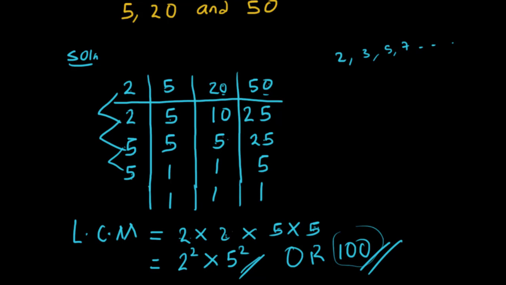Or you can do it one by one. How many 2's do we have? 2 2's. So we have 2 squared times, how many 5's do we have? 2 5's. So we have 5 squared. Do you understand? Let's take another example.